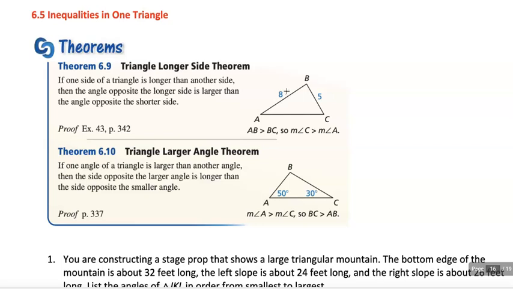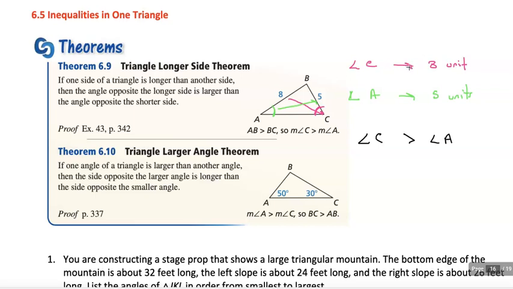What does that mean? This is size, AB is 8 units long. AB is directly across angle C. So angle C is directly across this 8 units side. BC is 5 units long, and that's directly across angle A. So who has the bigger side? 8 is bigger than 5, therefore angle C is bigger than angle A.